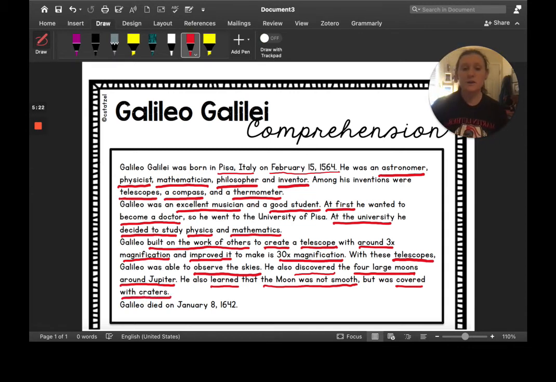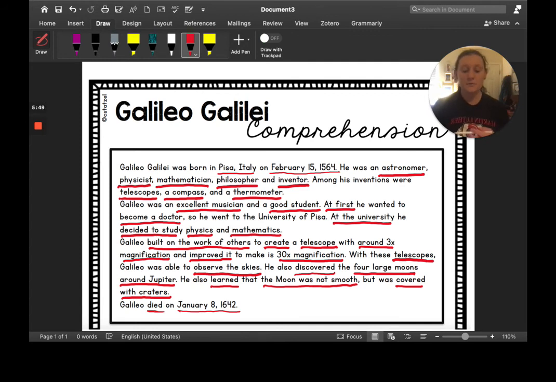And finally, our last sentence says Galileo died on January 8th of 1642. So in this sentence, let's underline that this is the date that he died on, and then we'll underline the date of January 8th, 1642.